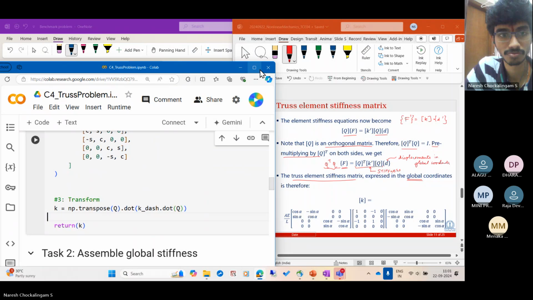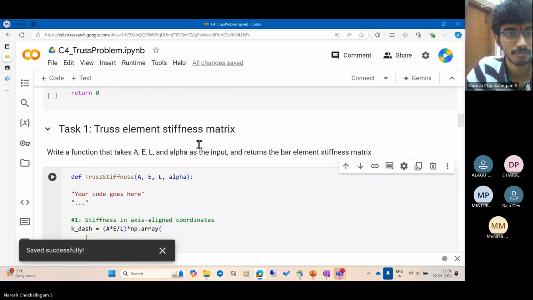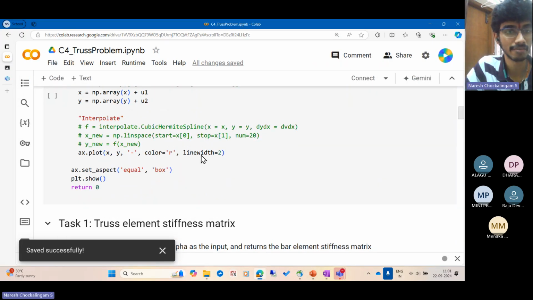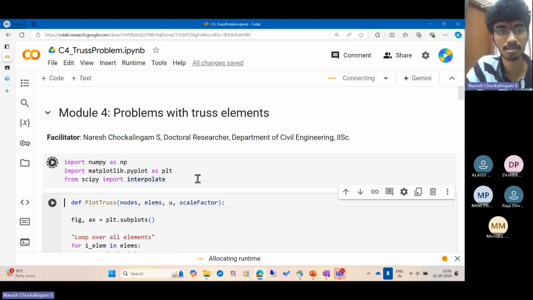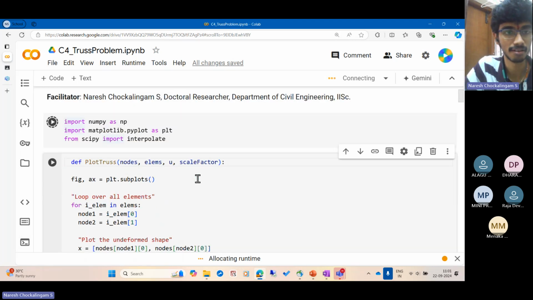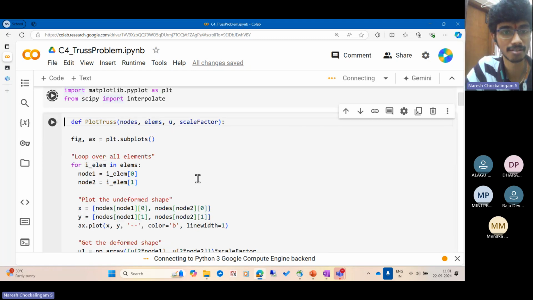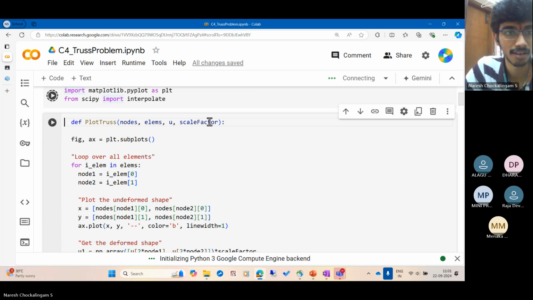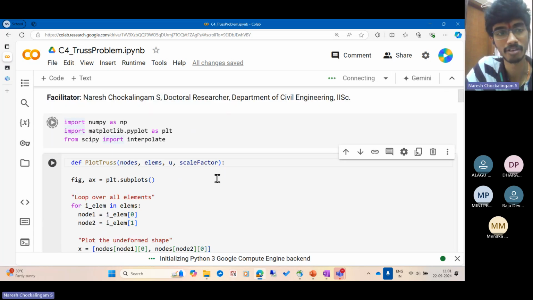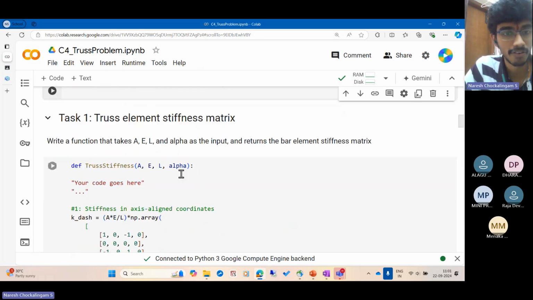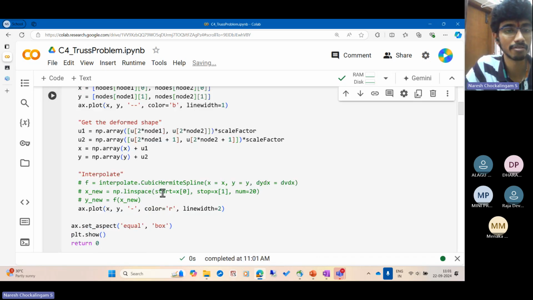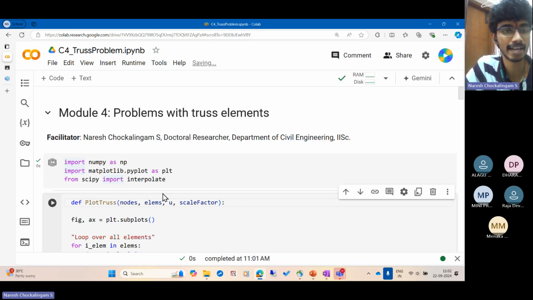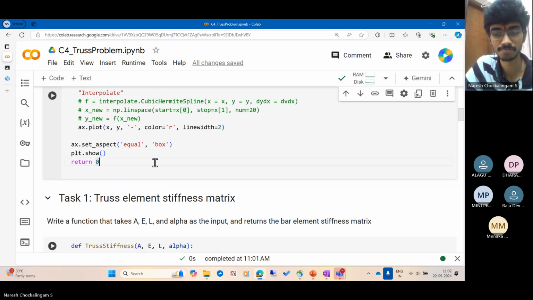Now when we write big codes, it is always advisable to check it whenever we write a small piece. Okay, so I'll check this. So if our angle alpha is 0 degrees, length is 1, AE is 1, we have to get the K dash matrix. So we'll check that.